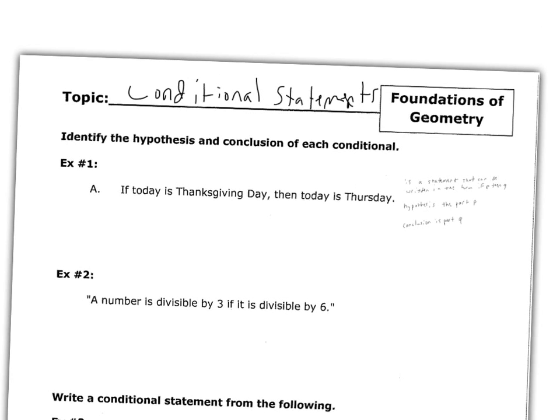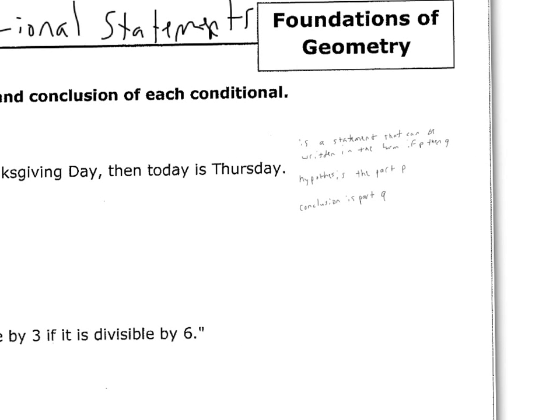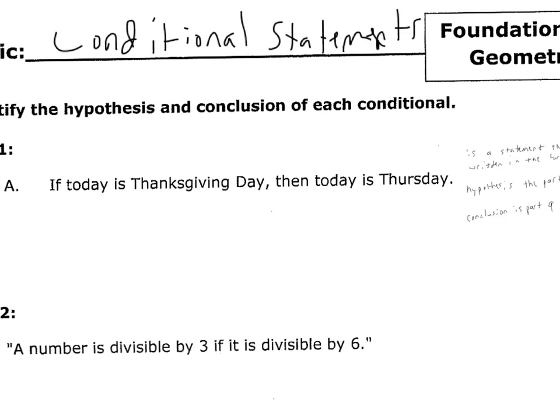We're just going to go through some examples on finding the hypothesis and finding the conclusion of each of these statements. Your first example says, if today is Thanksgiving Day, then today is Thursday. So remember, your hypothesis is the part P, and that is the words following if. The words following if are today is Thanksgiving Day. So that would be your hypothesis.